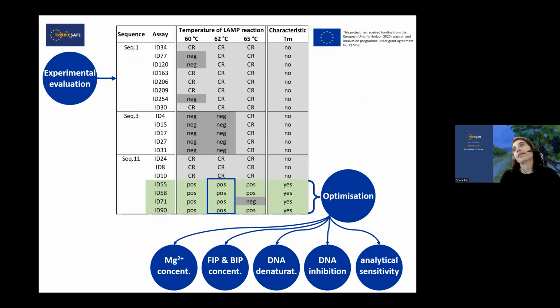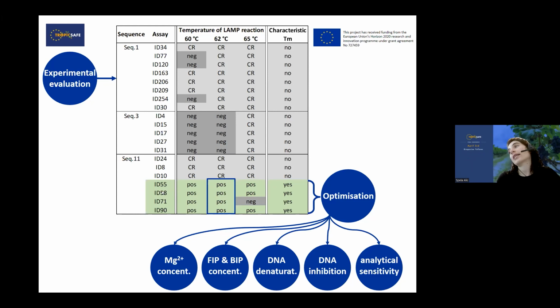We used synthetic target and non-target material in the experimental evaluation because natural samples were scarce and hard to obtain. So we did experimental evaluation with 20 selected LAMP assays. However, only 4 of those exhibited desired characteristics, meaning that they were positive on target material and they were negative on non-target material. So there was no cross-reactivity. And all those 4 assays that gave good results in experimental evaluation actually had the same target sequence.